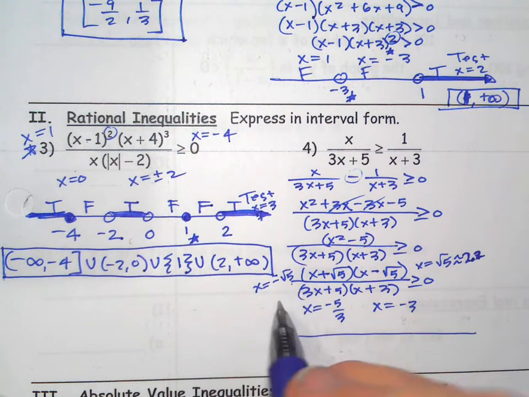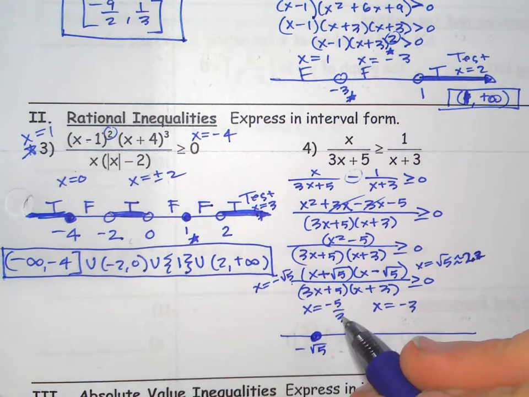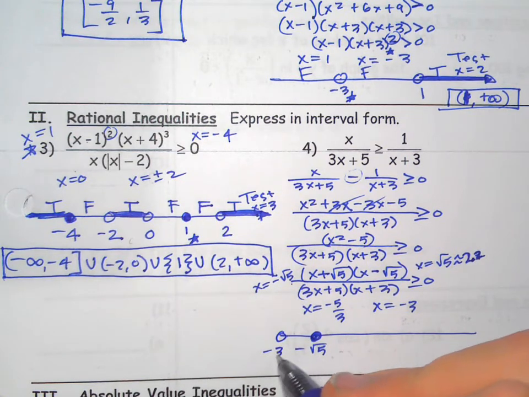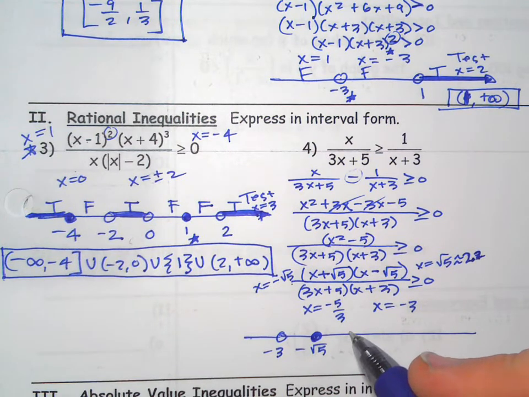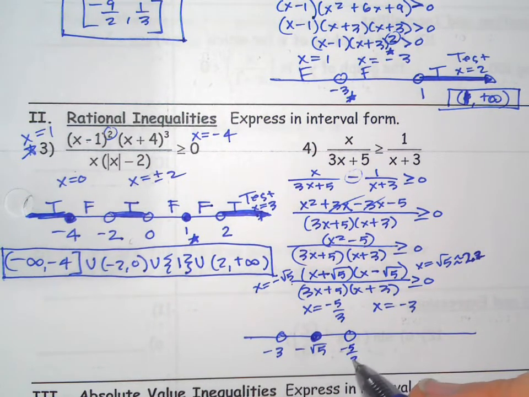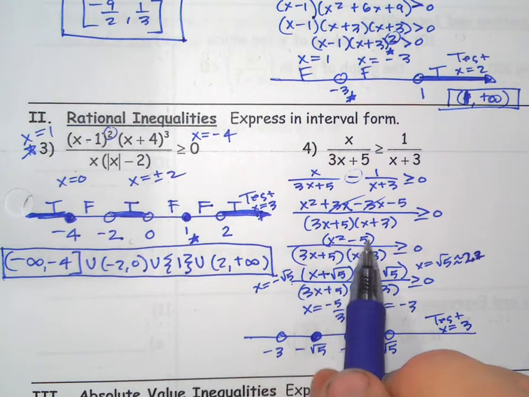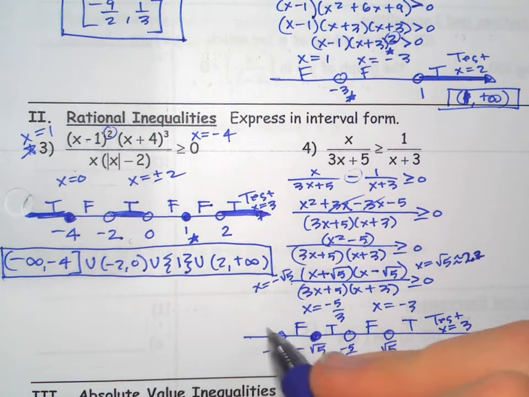So this is like -2.2. So this would be the furthest to the left. And then, actually, the -3 should be further. -2.2, -1 2/3, and then +√5. Test the value 3, which is positive. Everything's positive. True, false, true, false, true.